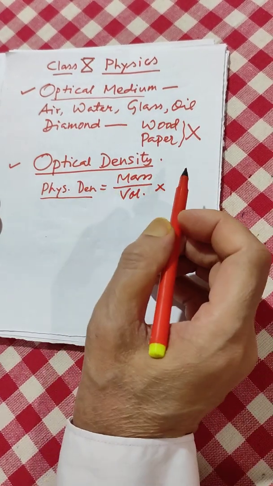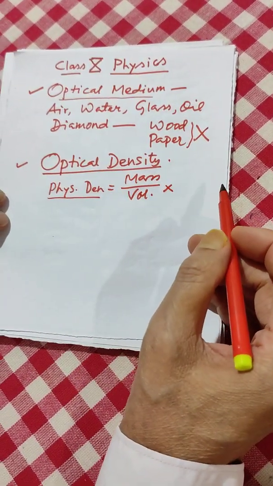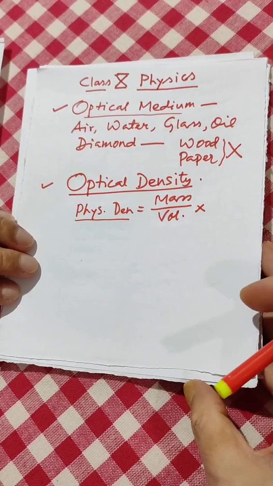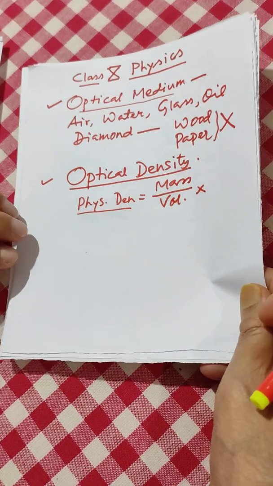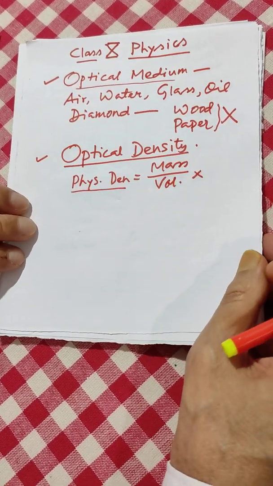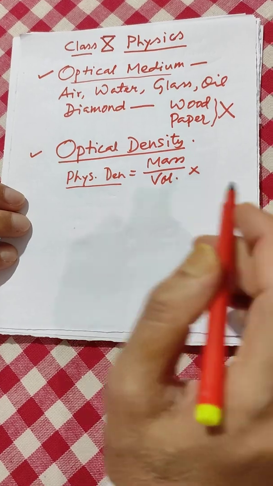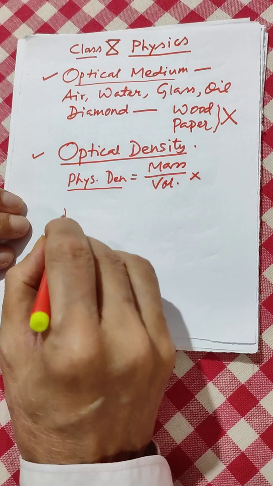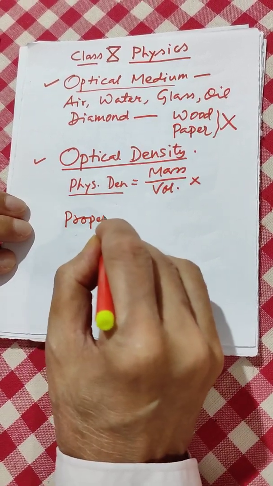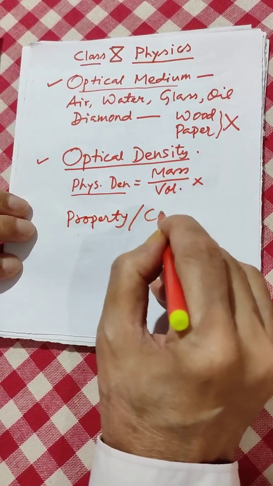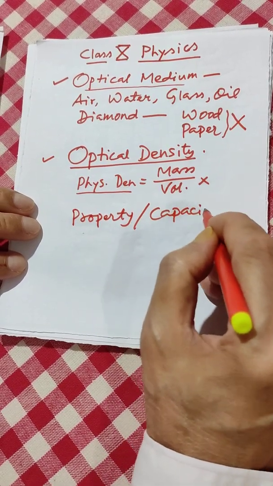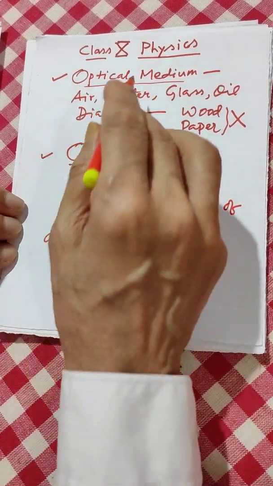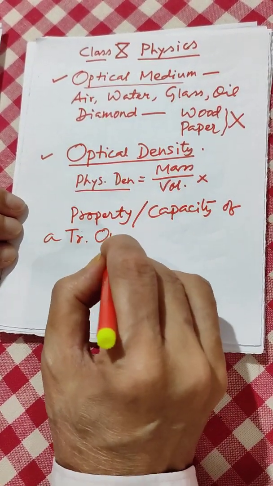Now optical density has no unit. So in physics there are some more unitless quantities. So this is one of those. It does not have any unit. Alright. Now optical density, how will you define it? So you will define it as the property, or you can say capacity, of a transparent optical medium.